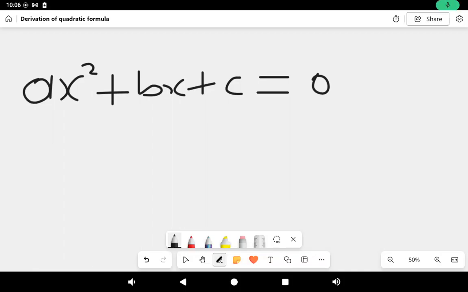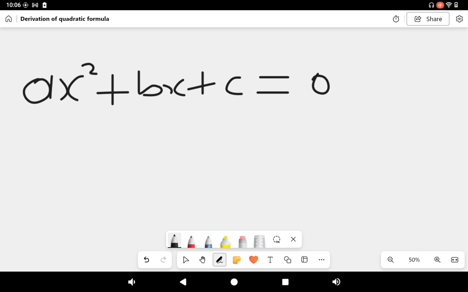This is a quadratic equation here: ax squared plus bx plus c equals 0. In this tutorial, I'm just going to show you how to derive the quadratic formula by using the method of completing the square. So I'm going to derive the quadratic formula using the method of completing the square. This is the standard form, which is ax squared plus bx plus c equals 0.